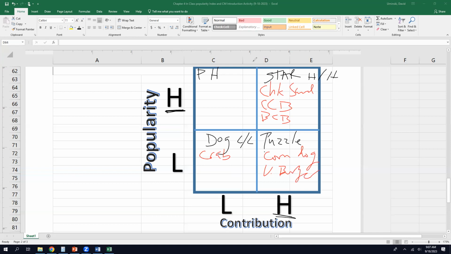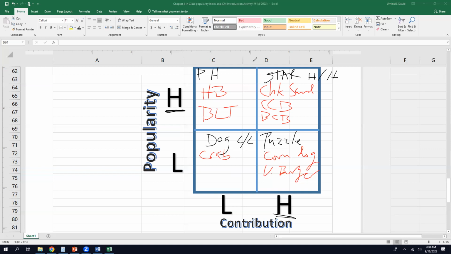Okay. And then the last one is high popularity. It's super popular, but it has low contribution margin. Hamburger. There should be one more. Oh, the BLT.